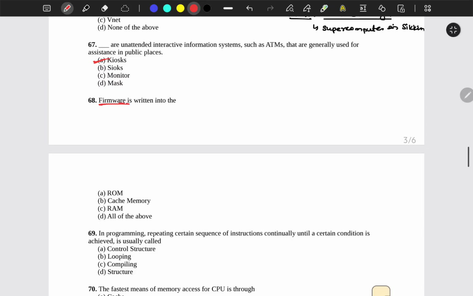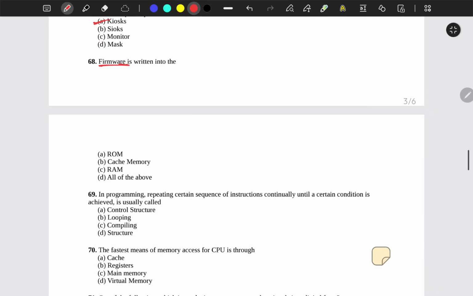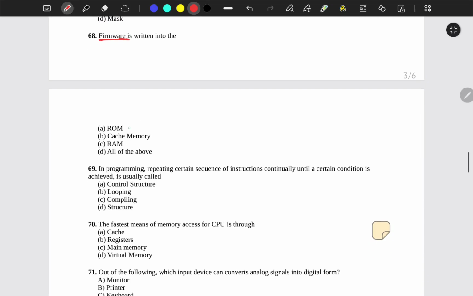Firmware is written into ROM, cache memory, RAM, or all of the above. So for this, the correct answer would be ROM, okay? What is ROM? ROM is read only memory. Okay. RAM is random access memory.